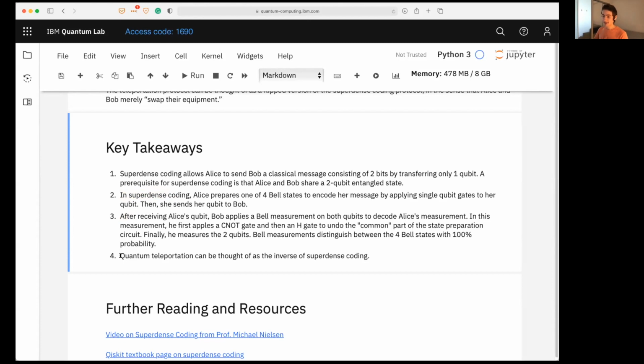And then the final point that I will talk about in a bit more detail during the optional content is that quantum teleportation is almost exactly just turning this whole circuit on its head, doing everything in reverse. Not quite, but we will talk about the differences in just a moment.